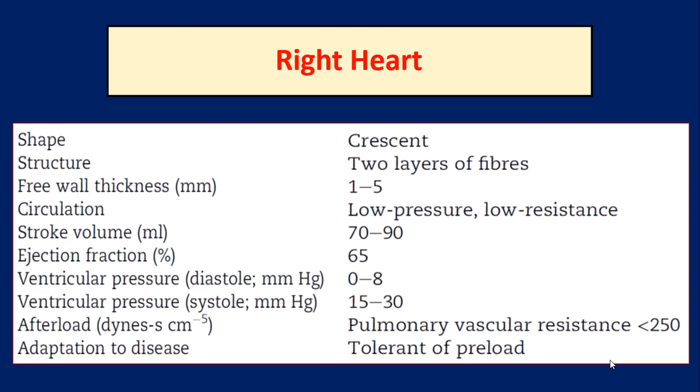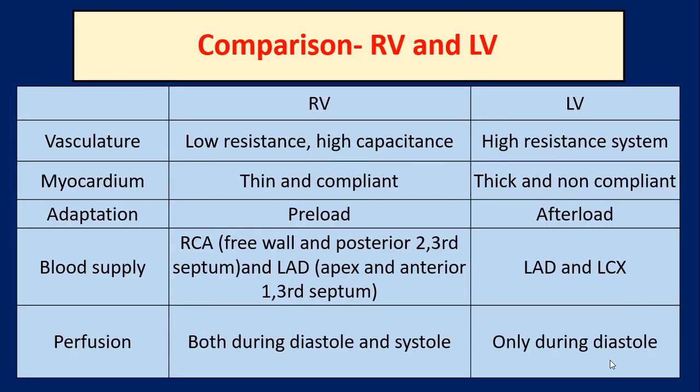These are the different parameters of the right heart. The shape is crescent shape. Structure is two layers of fiber. Free wall thickness is 1 to 5 mm. Circulation is a low pressure, low resistance type of system. Stroke volume 70 to 90 ml. Ejection fraction 65. Ventricular pressure diastolic is 0 to 8. Ventricular pressure systolic is 15 to 30. Afterload is the pulmonary vascular resistance, less than 250. Afterload for the right ventricle is obviously the pulmonary vascular resistance. Adaptation to disease: tolerant to preload, but poorly tolerant to afterload.